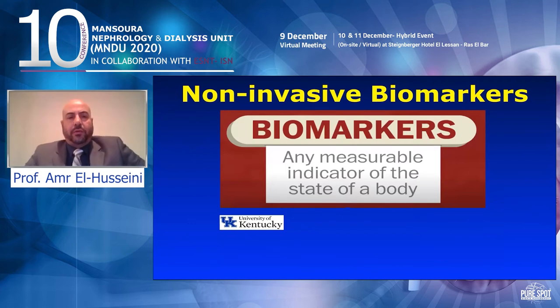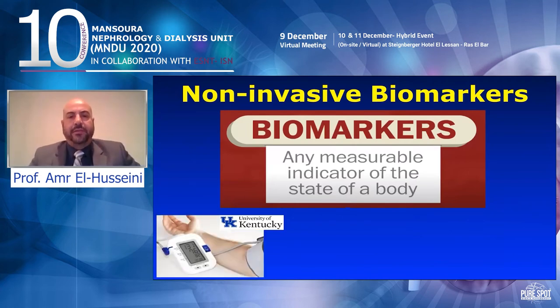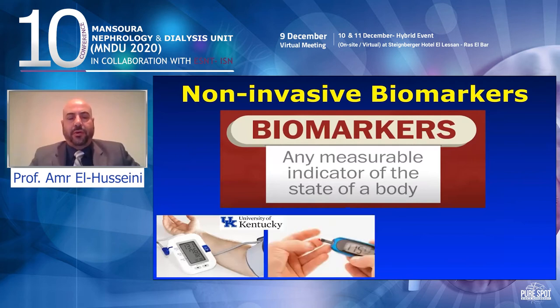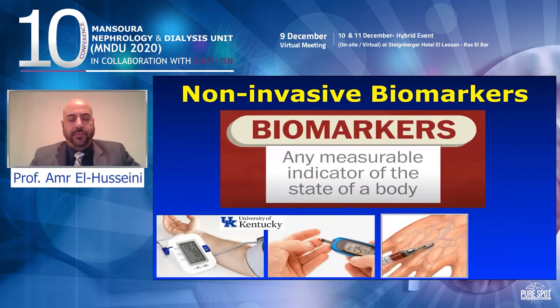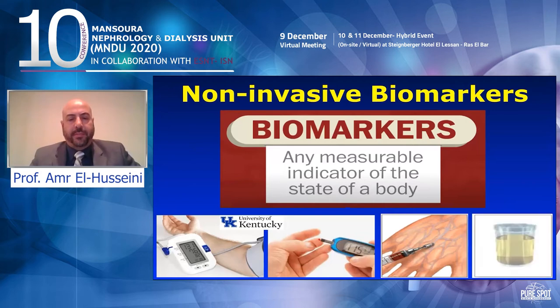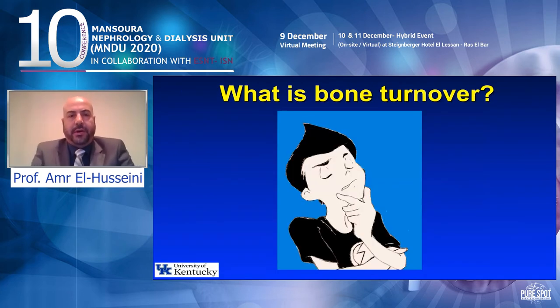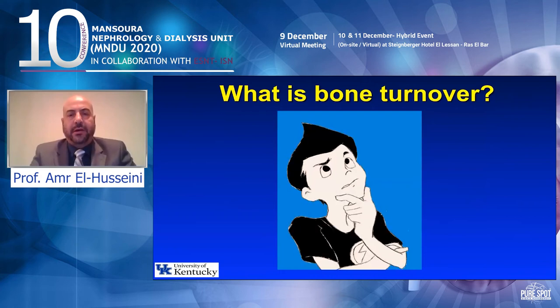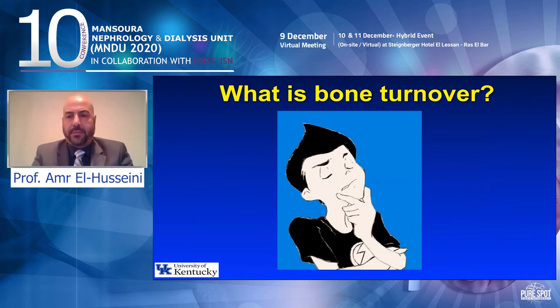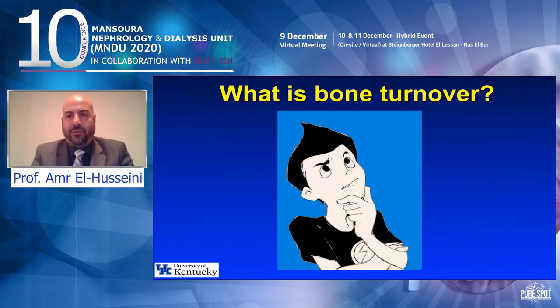We usually use non-invasive biomarkers. And the definition, as you can see here, is that a biomarker is any measurable indicator of a state of the body. So if you check blood pressure, it's a measurable indicator of a state of the body, so it's a biomarker. Using a glucometer to check the blood sugar is a biomarker. Serum creatinine, for example, is a biomarker for kidney function. And urine analysis also is one of the biomarkers that we are using. So we are here talking about using bone turnover markers to assess and to follow our patients.